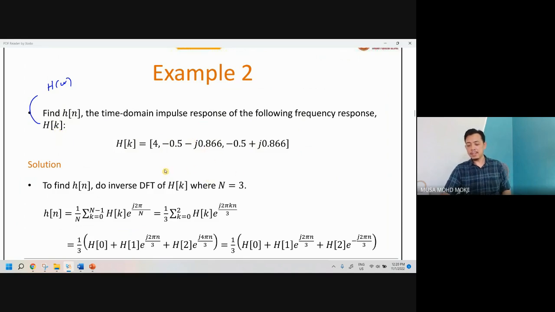Okay, let's see, this is an example. Given a frequency response, you need to find Hn, which is in time domain. This is in frequency domain, this is in time domain. So what should we do? We do inverse DFT. Okay, and if you want to plot this, how are you going to plot this? Because this is actually the original frequency response.